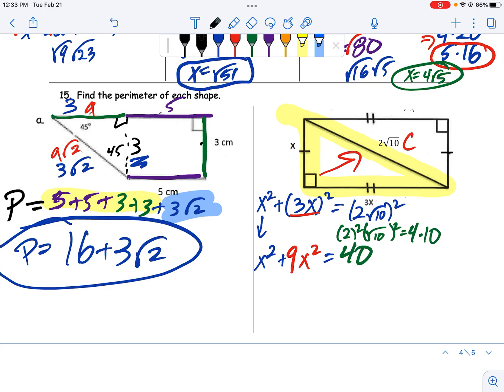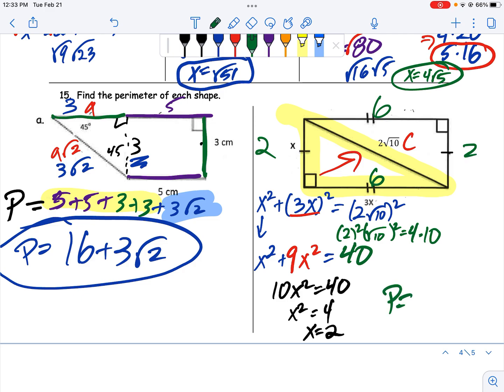So from there, it's just combining like terms. 10x squared equals 40. Divide both sides by 10, so x squared equals 4. That makes x 2. Which means this side is 2, this side is 6, this side is 6, this side is 2. So the perimeter equals 2 plus 2 plus 6 plus 6. 2 plus 2 is 4, 6, 12, 16. 16.